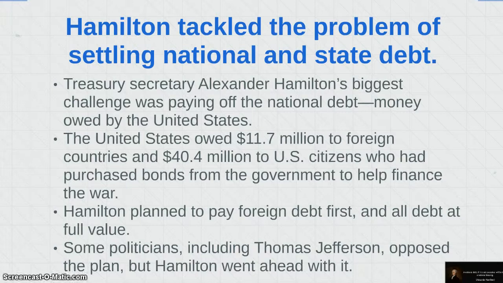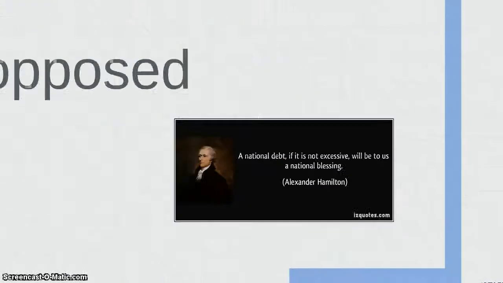Some politicians, including Thomas Jefferson, were very opposed to this plan. They didn't want our country assuming that debt. They didn't want the federal government to be expanded into that role of assuming and paying off that debt. Thomas Jefferson obviously led the way, and we'll go more into Jefferson here in a little bit.